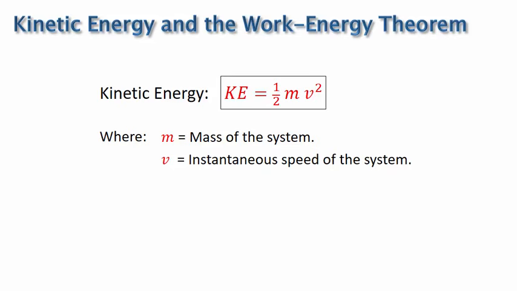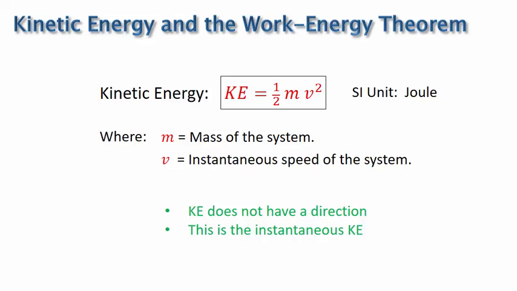And since this is an energy, then the SI unit for kinetic energy is, of course, a joule. From the equation, we can deduce a few facts about kinetic energy. First, because v is a speed and not a velocity, there's no directional information associated with kinetic energy. The previous video already pointed out that energy in general doesn't have directional information associated with it, but it's worth pointing out again here. The next fact also comes from the speed. Because this is an instantaneous speed, then this equation gives us the instantaneous kinetic energy. And the final point is that because the speed is squared and the mass is always positive, then kinetic energy is also positive as well.